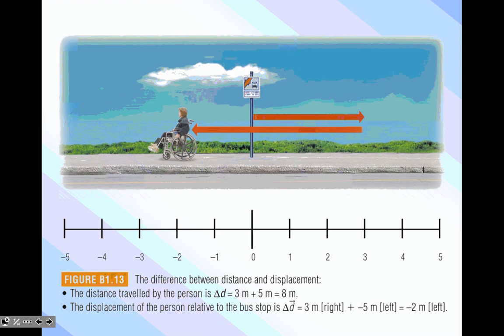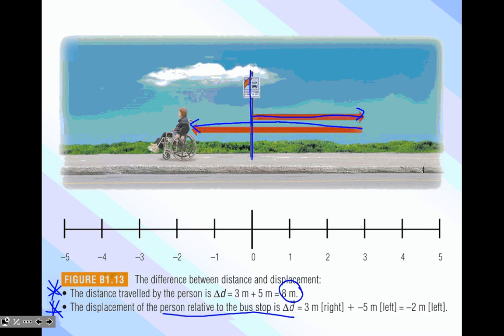So here's an example of the difference between distance and displacement. Here's our reference point here. So if you take a look at the distance traveled by the person, it is 3 meters plus 5 meters. So this person traveled 3 meters to the right plus another 5 meters to the left for a total of 8 meters. Okay, so this is the total distance traveled. The displacement, on the other hand, is a little different. It's the displacement of the person relative to the bus stop, which is your reference point.